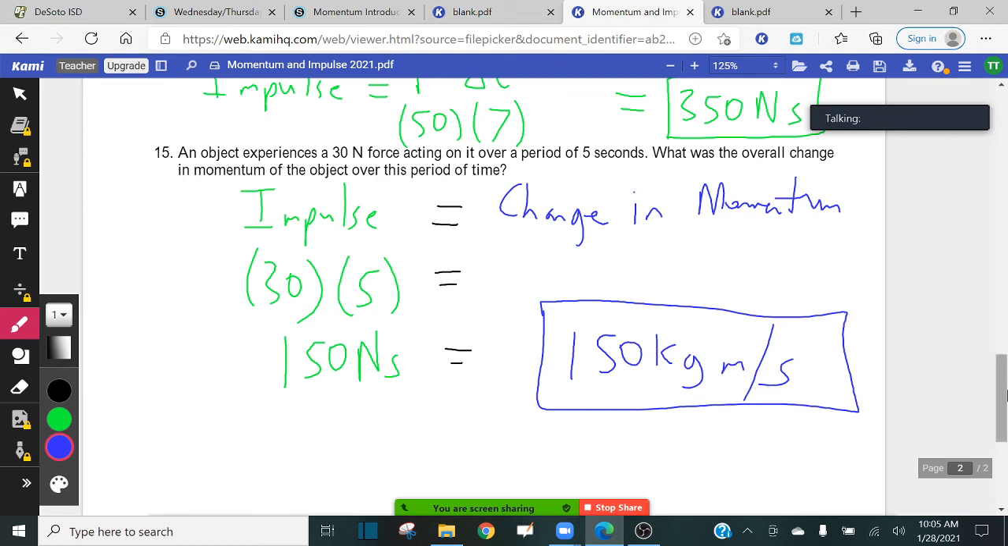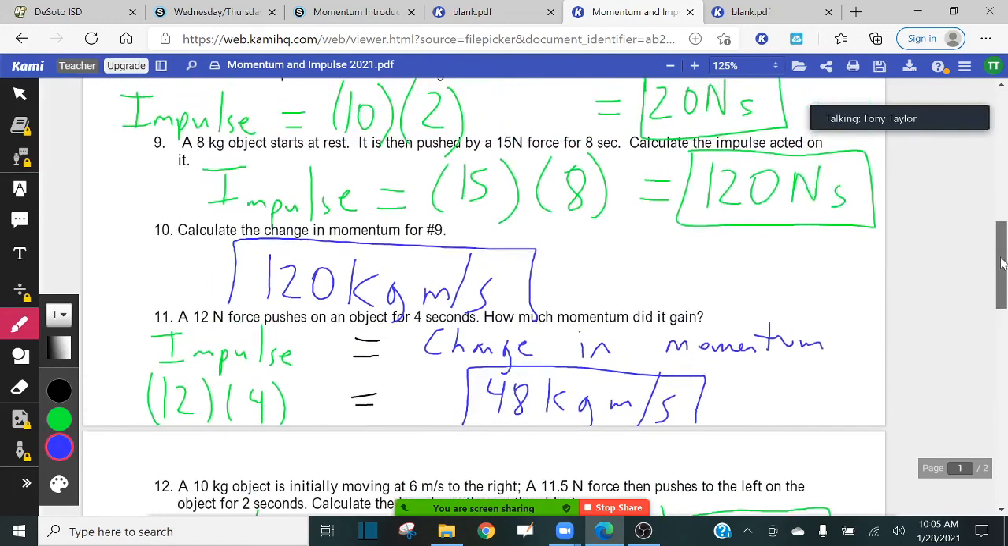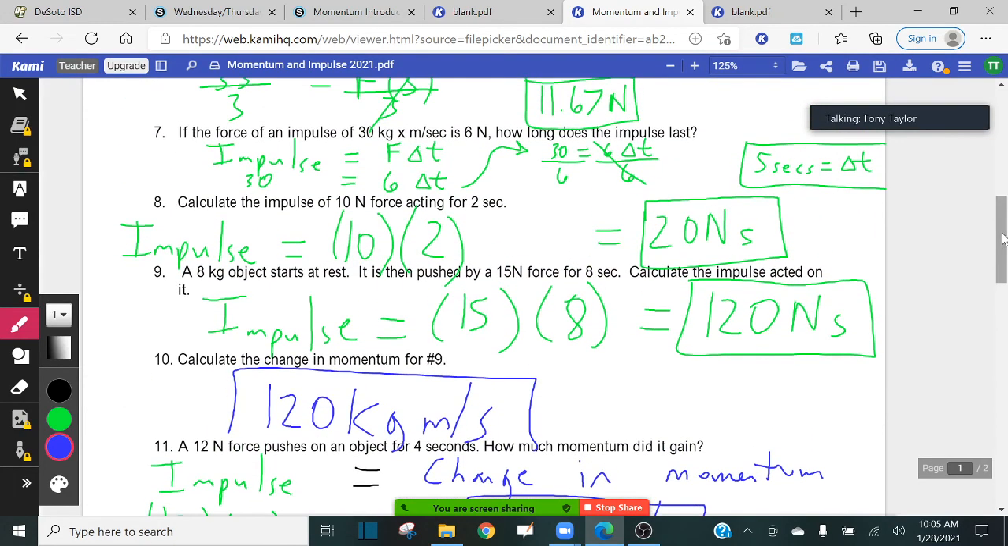Okay. Now I know, like at the top right here on number 7, they said the impulse was 30, and then they gave you the units for change in momentum. Technically, you can do that. You can use the units for momentum. You should be using the units for impulse. You can do that because the two are numerically equal to each other anyway.